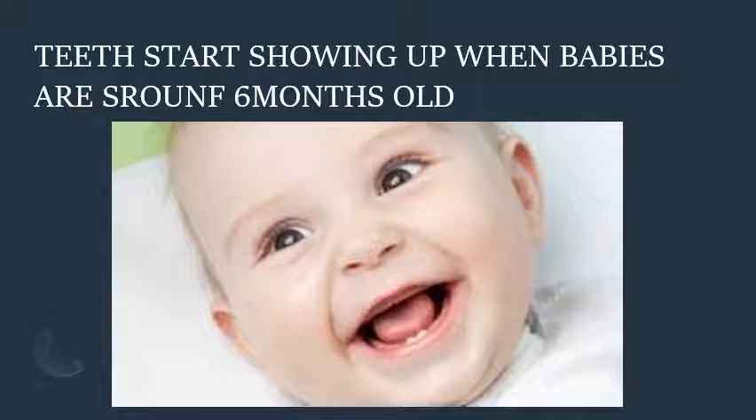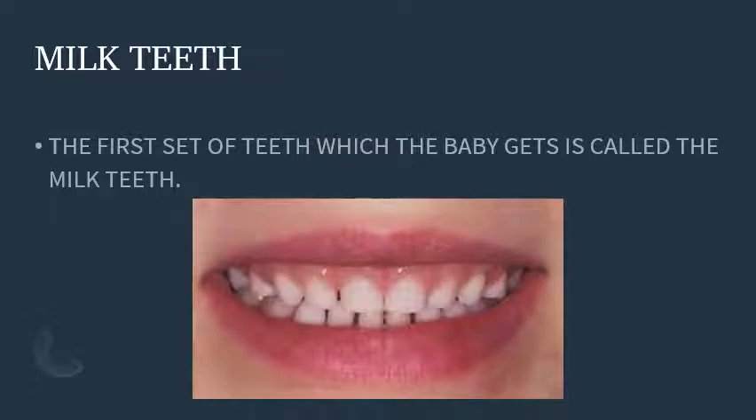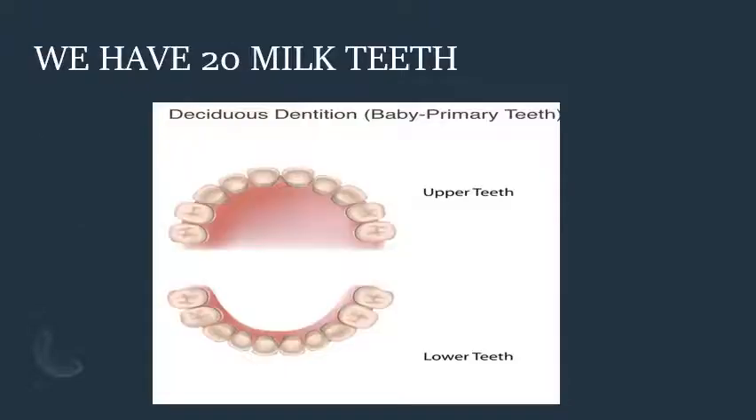Now when all these teeth come out for a baby, they are called the milk teeth. As soon as the baby is 6 months old, the first teeth start showing up and all the teeth start growing, and the first set of teeth which the baby gets is called the milk teeth. Now these milk teeth are temporary teeth, okay? They are not permanent teeth. We have only 20 in number, 10 on the upper jaw and 10 on the lower jaw. They are called the milk teeth or temporary teeth.